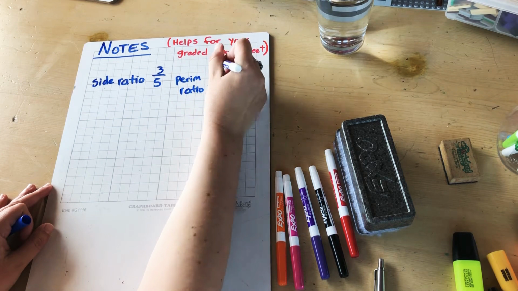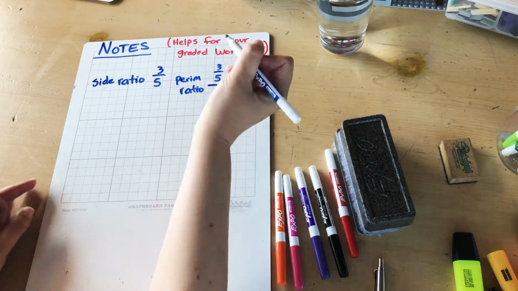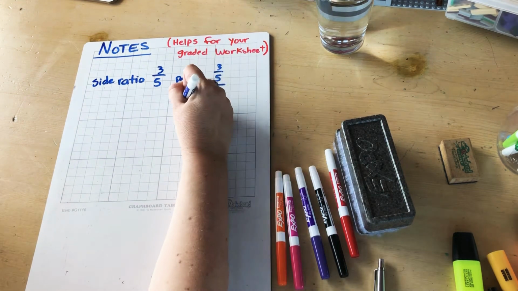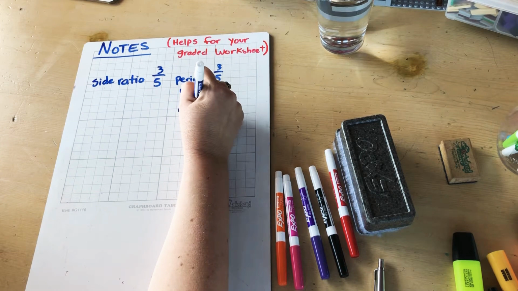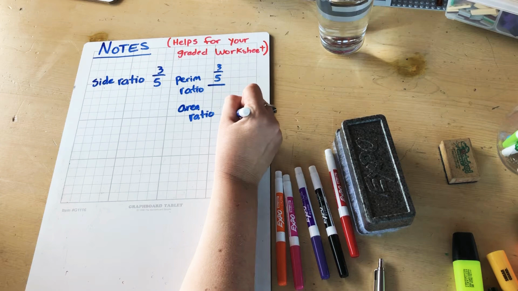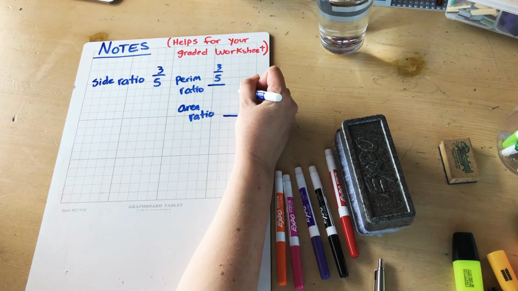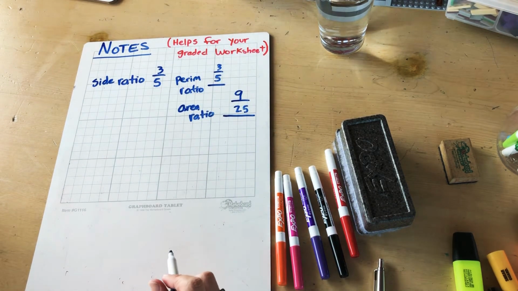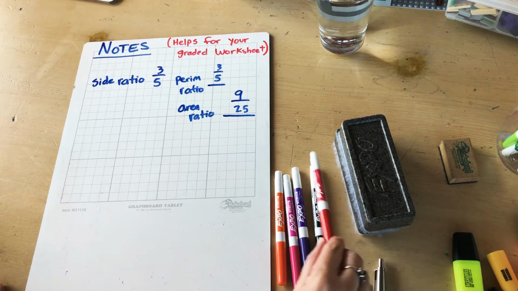is still 3/5. So what happens with perimeter, it's still the same ratio, 3:5 if you reduced all the fractions. The area ratio is not 3/5. It is squared. 3 squared, 3 times 3 is 9. 5 times 5 is 25. So that's how you're going to do those first ones. Make sure you are squaring.